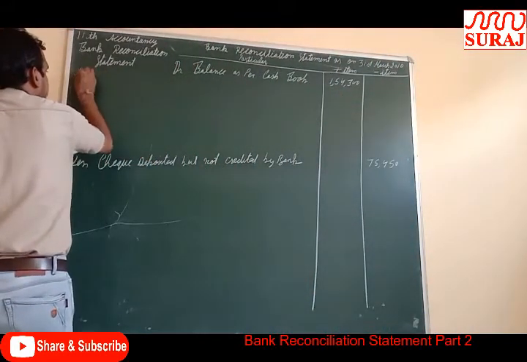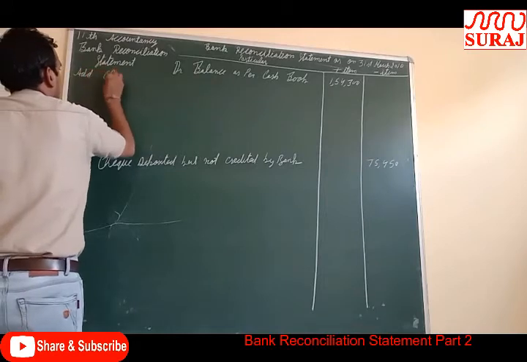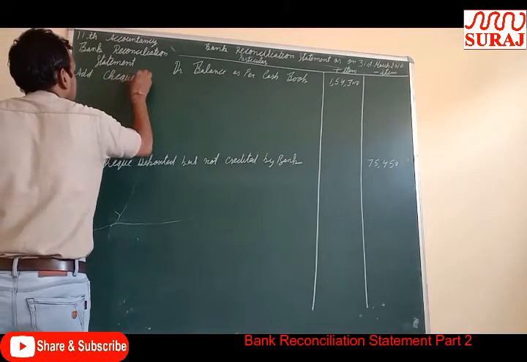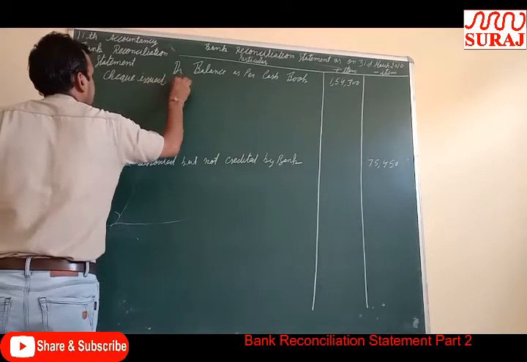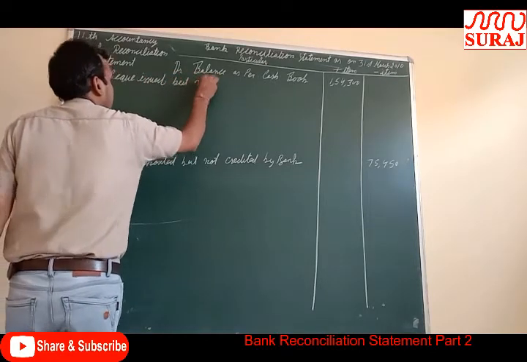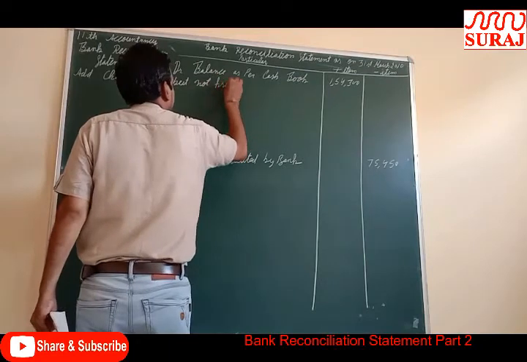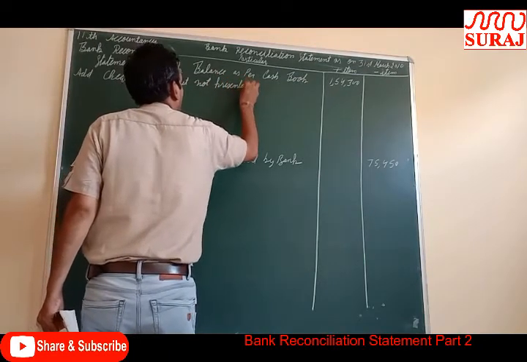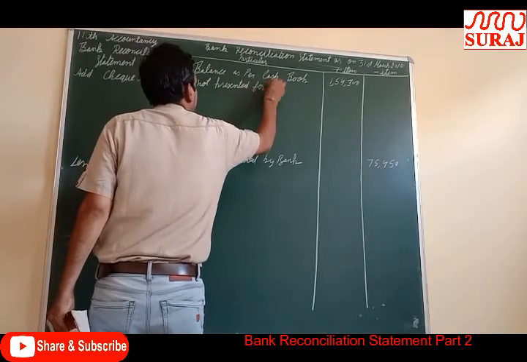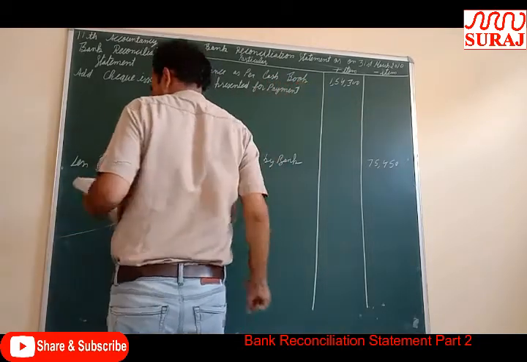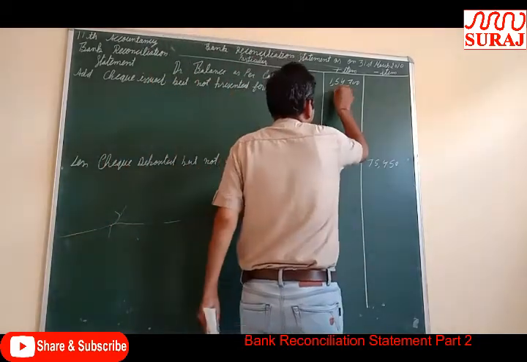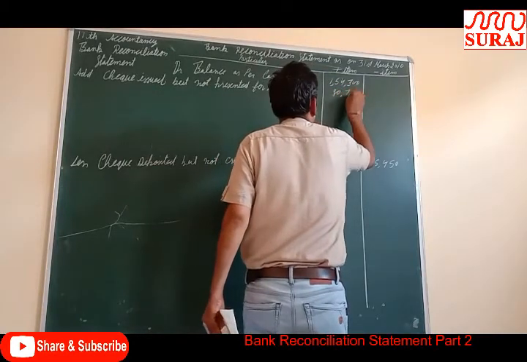Add: cheque issued but not presented for payment. Plus item, 80,760.